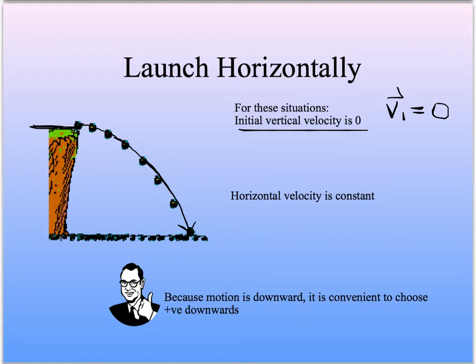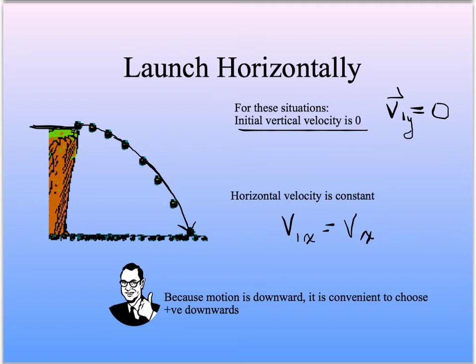Horizontal velocity is constant, and so v1, let's stick a y in here to distinguish it from the horizontal velocity. v1x is constant, so we can just refer to that as vx. There's no v2x.